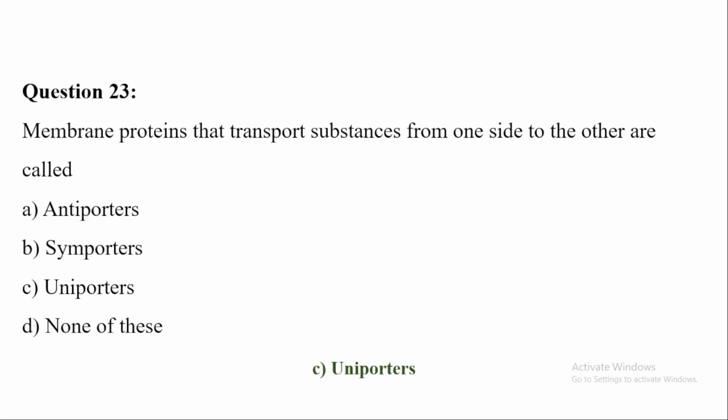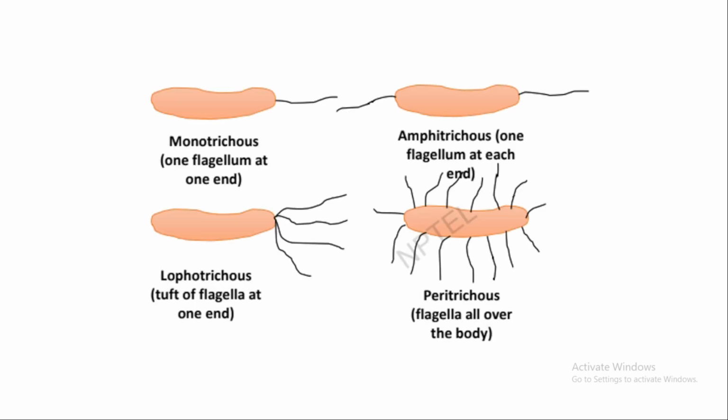One flagellum present at one end is called monotrichous. Okay, monotrichous arrangement. Two flagella present, one at each end, is called amphitrichous. A tuft of flagella present at one end is called lophotrichous, and flagella all over the body is called peritrichous. Okay.